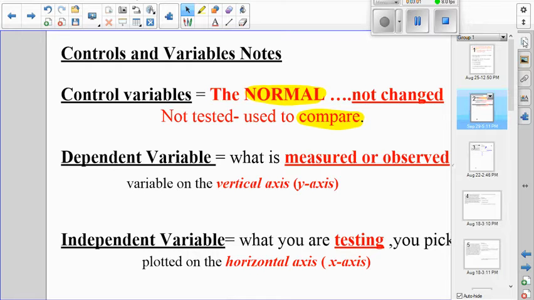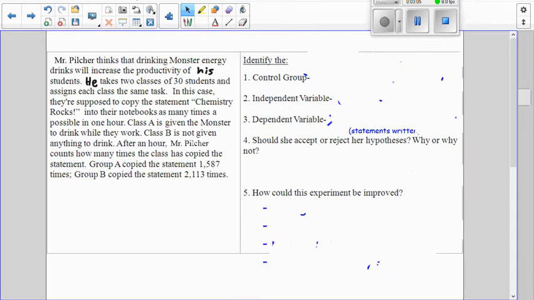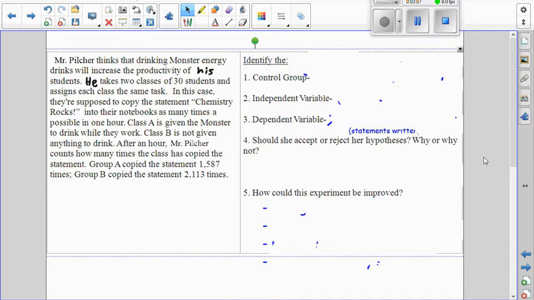So now that brings us to some practice problems. This very first one is about Mr. Pilcher having my students drink Monster Energy drinks. Let's go ahead and put 60 seconds on the clock. I want you guys to just read through that paragraph, get a feel for what this experiment was about, and then we'll talk about it.